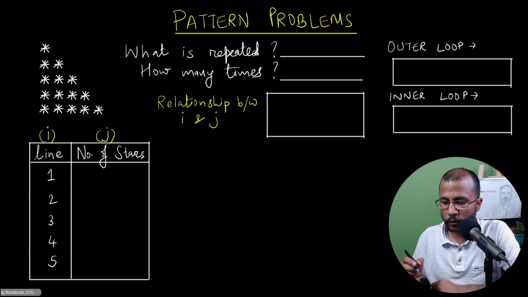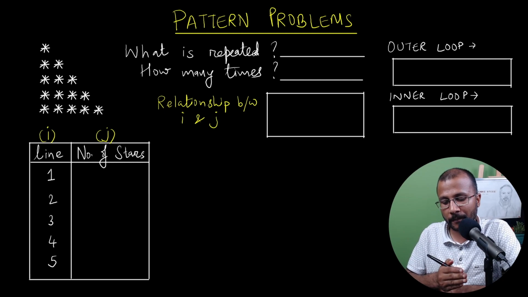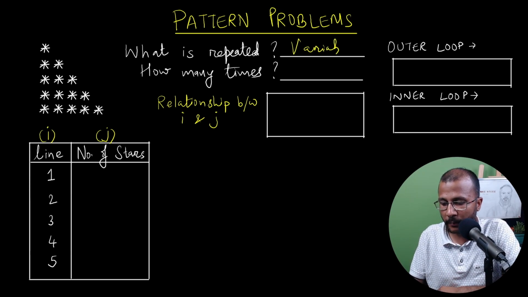Now we're going to move on to this problem wherein I have to display this triangular pattern. In this pattern problem, what is repeated is not a constant thing. In the previous problem, 4 stars and a new line were repeated in every line of the pattern. But in this case, in each line the number of stars to be printed is different. So this is a variable. What is to be repeated is a variable number of stars. How many times is it repeated? I have 5 lines in this particular case.